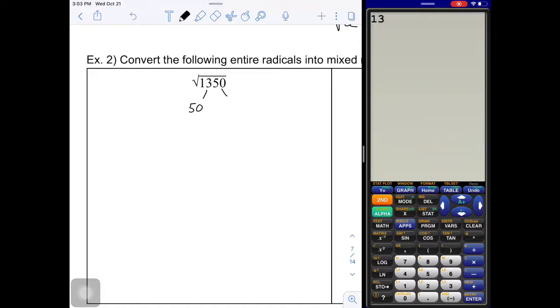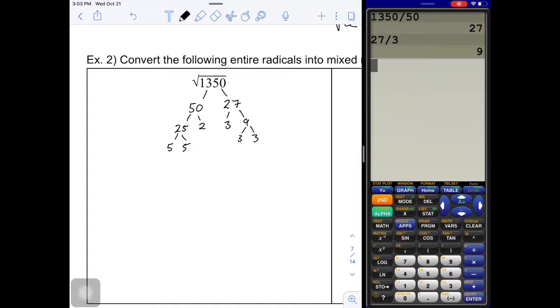1,350 divided by 50 gives me 27. Now 50 is divisible by 25, and that gives me 2. And this is divisible by 5 and 5. 27 we can divide by 3 to give us 9, and then divide that by 3 and that by 3. Now, what are we supposed to do with this?